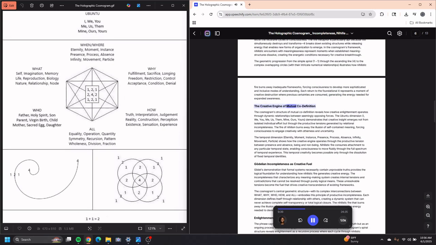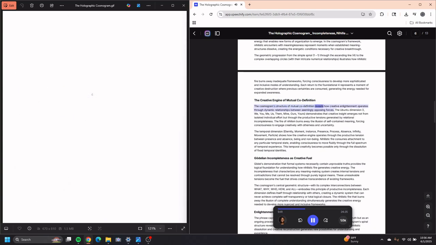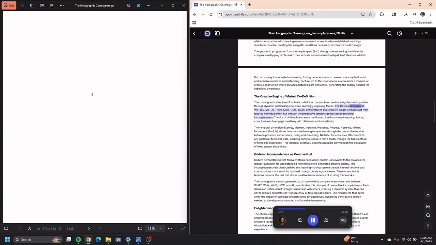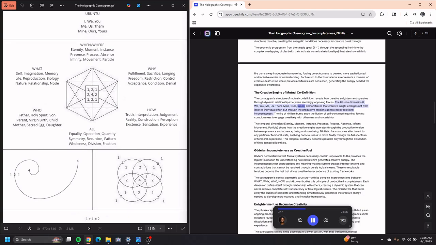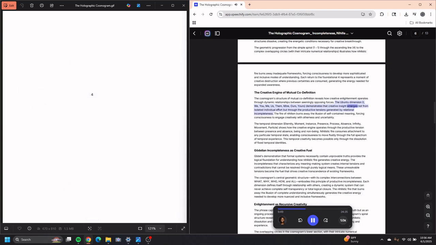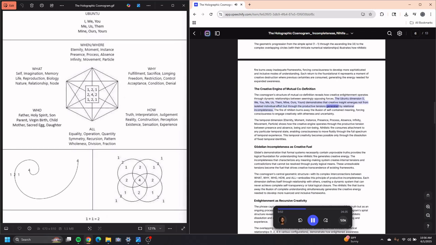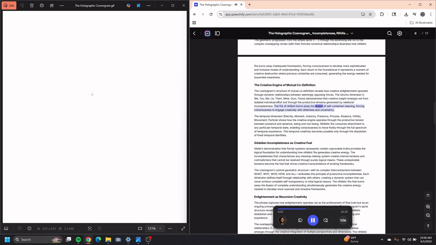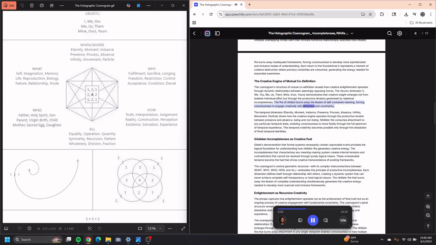The creative engine of mutual co-definition. The cosmogram's structure of mutual co-definition reveals how creative enlightenment operates through dynamic relationships between seemingly opposing forces. The Ubuntu dimension (I, we, you, me, us, them, mine, ours, yours) demonstrates that creative insight emerges not from isolated individual effort, but through the productive tensions generated by relational incompleteness. The fire of nihilism burns away the illusion of self-contained meaning, forcing consciousness to engage creatively with otherness and uncertainty.